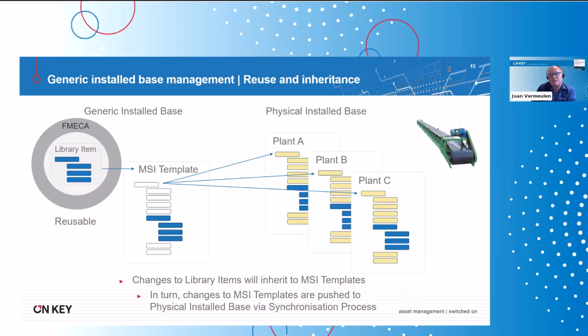Generic install base. I'm just going to step away now from OnKey itself. I'm just going to try and show it in concepts, which makes it a bit more understandable. So yet again, library item, you've done your FMEA on there. Its intent is reusability. You've got your MSI template. That's kind of the blueprint of your asset, and suddenly you can reuse that blueprint across all your assets on the physical install base, across all your factories or mines or whatever industry you are in. The changes to the library items will inherit to the MSI template, and in turn, changes to the MSI templates are pushed to the physical install base via the synchronization process.